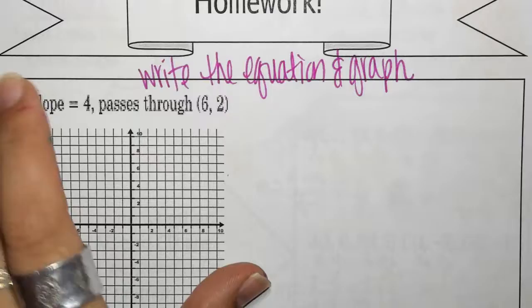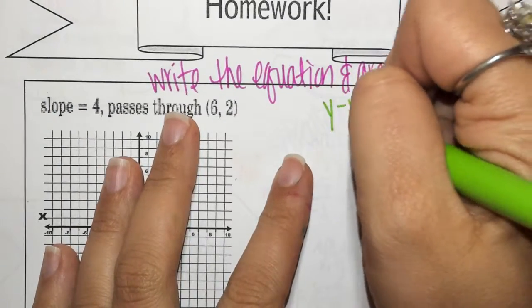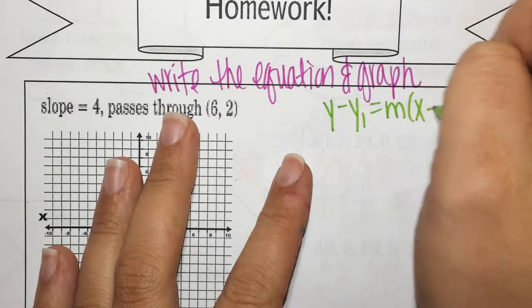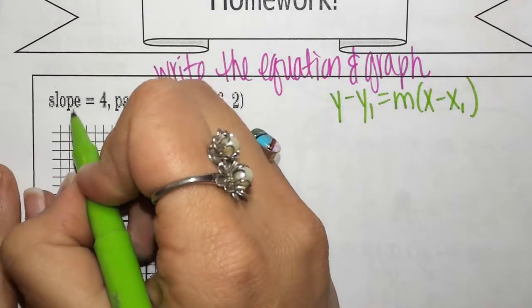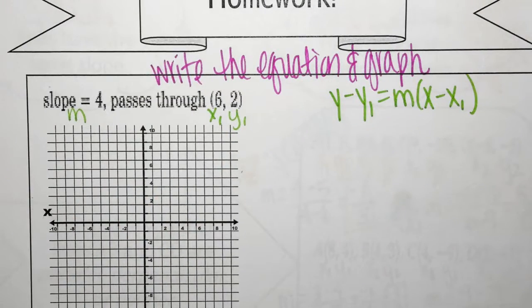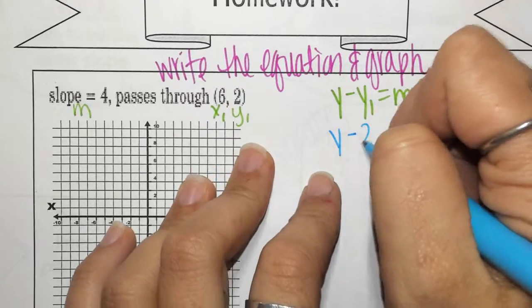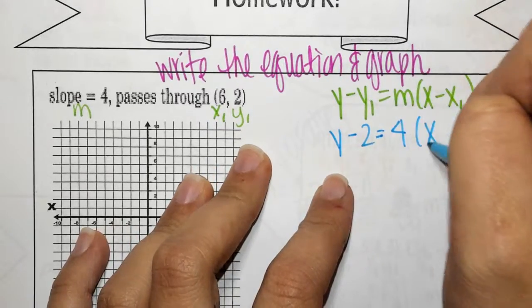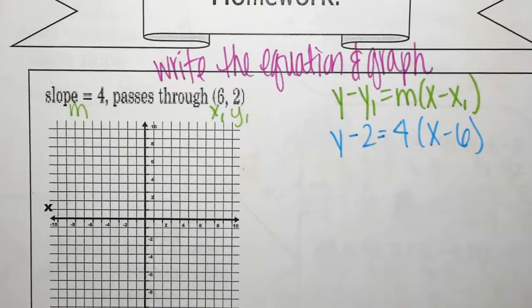Now here we have a point and a slope. What do you think we're going to use? Point slope form, which is y minus y1 equals m times x minus x1. So all you do is you plug in m for your slope and label this x1, y1. So to write this, you would say y minus 2 equals 4 times x minus 6.